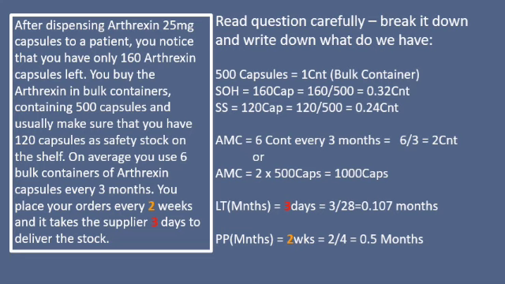The last value we have available is the procurement period. That is the time between the one order and the next order. That's indicated as 2 weeks. We have to convert it into months. So it's 2 divided by 4 equals 0.5 months.